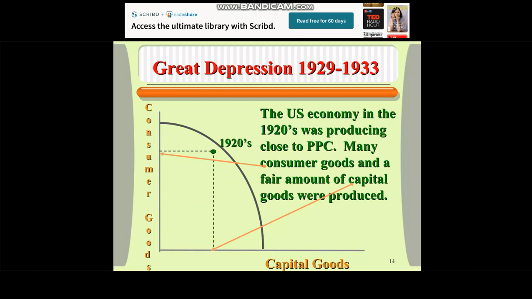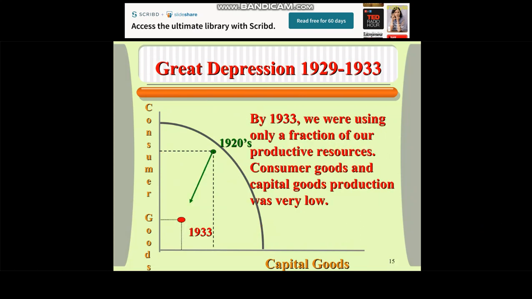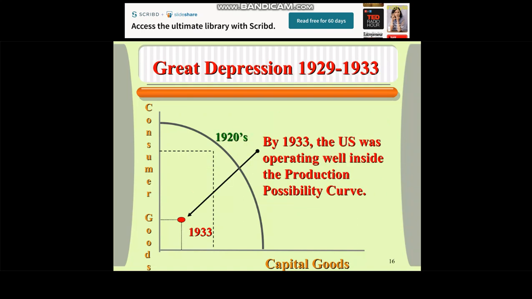The US economy in the 1920s was producing close to the PPC. Many consumer goods and a fair amount of capital goods were produced. By 1933, we were using only a fraction of our productive resources. Consumer goods and capital goods production was very low. By 1933, the US was operating well inside the production possibility curve.